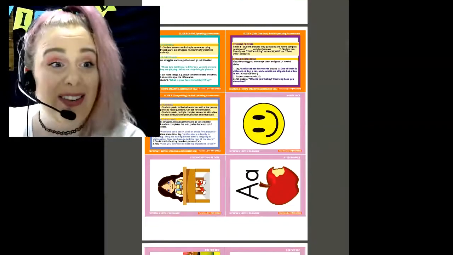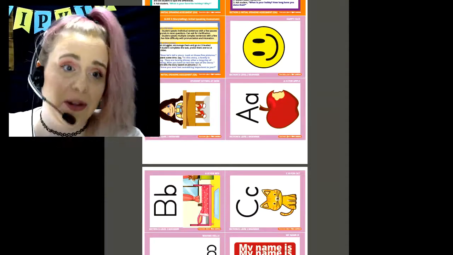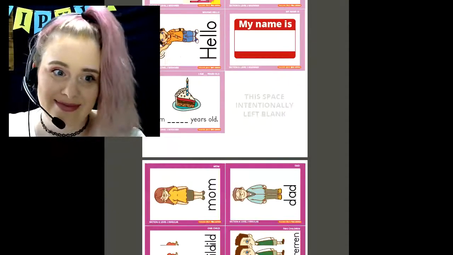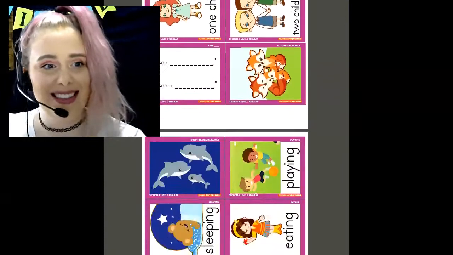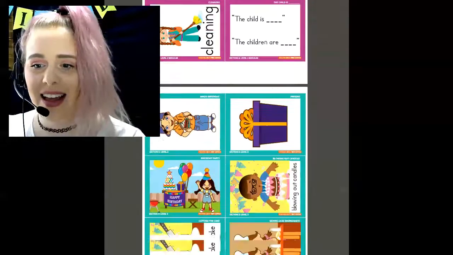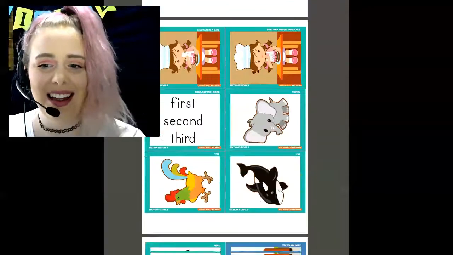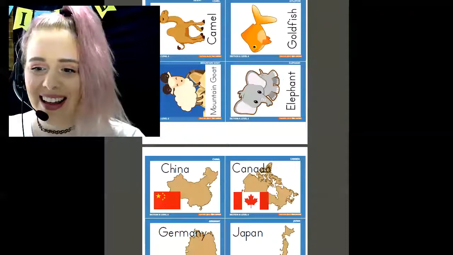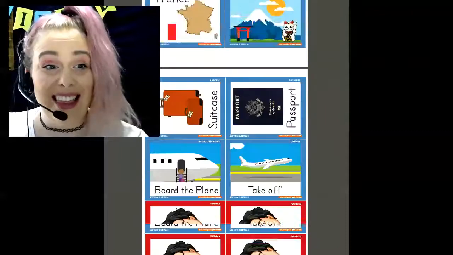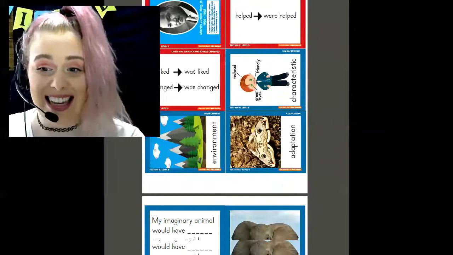Now we start with the different levels. So there is a section for each level. Level 2 beginner, level 2 regular, level 3, level 4, level 5, and level 6.